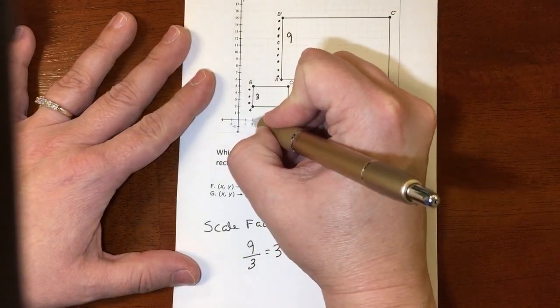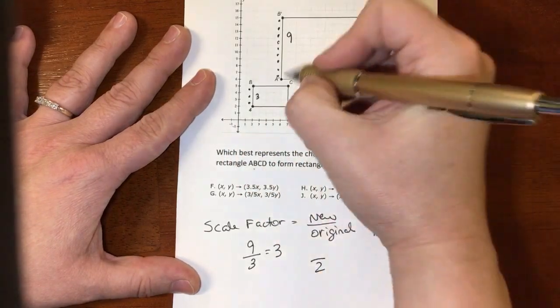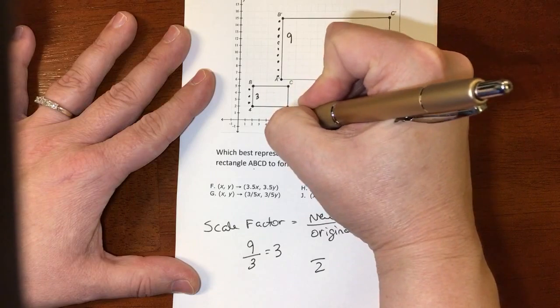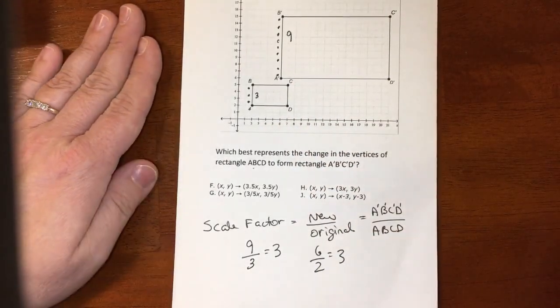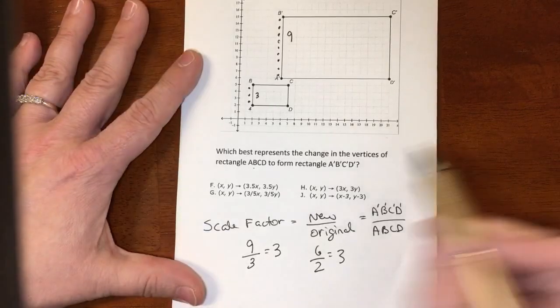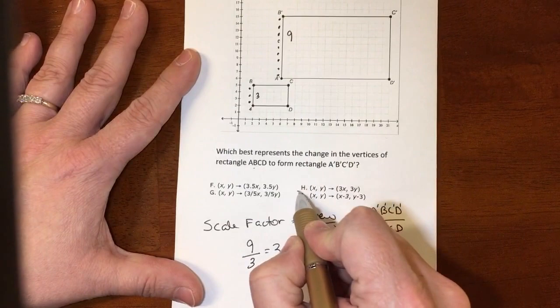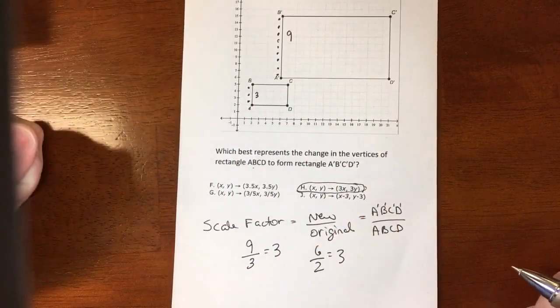For A, my x is 2. That's my original. And for A prime, my x is 6. So I can use 6 over 2, and I also get 3. So whether you count the sides or use a point, you're going to get a scale factor of 3. So the one that represents this would be H, because we're multiplying both our x and our y by 3.